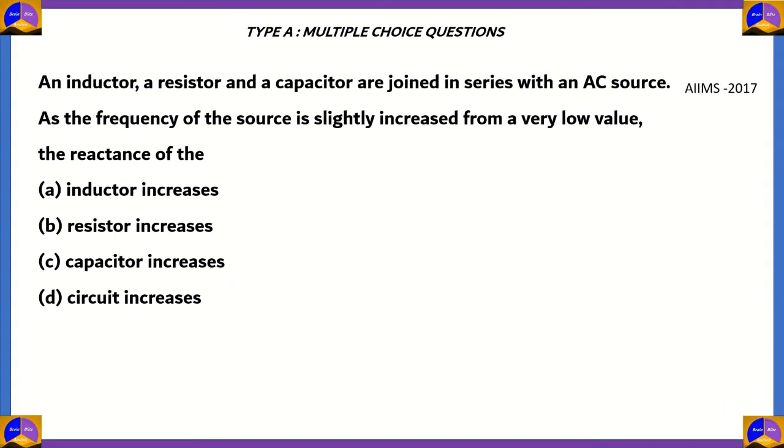This is our final question of this episode, and it's a tricky one. Stay tuned. This is found in AIIMS 2017. An inductor, a resistor, and a capacitor are joined in series with an AC source. Basically, what that says is we have an LCR series circuit.